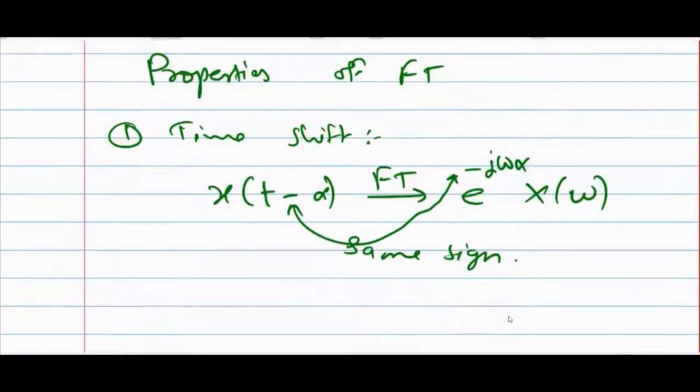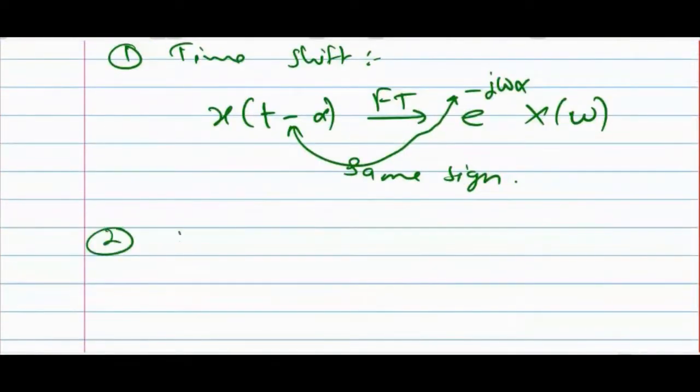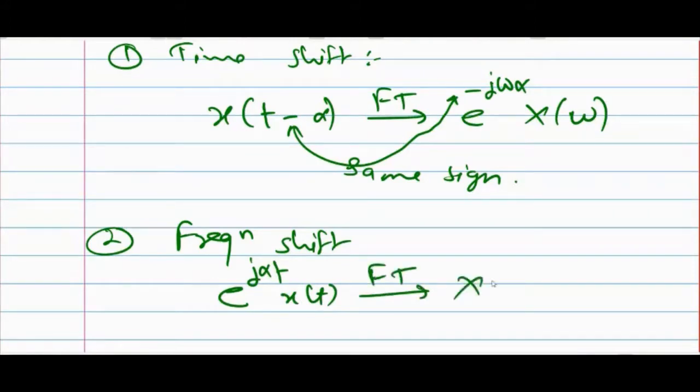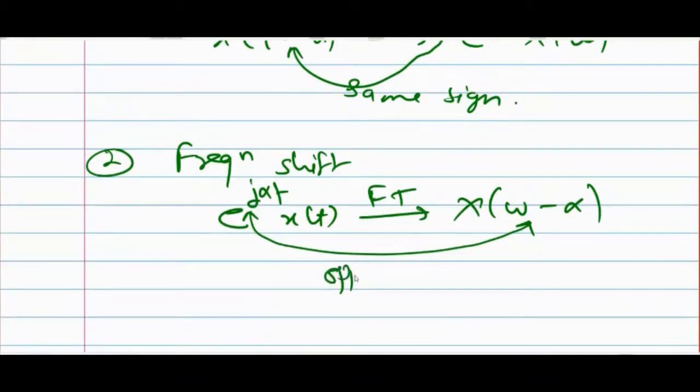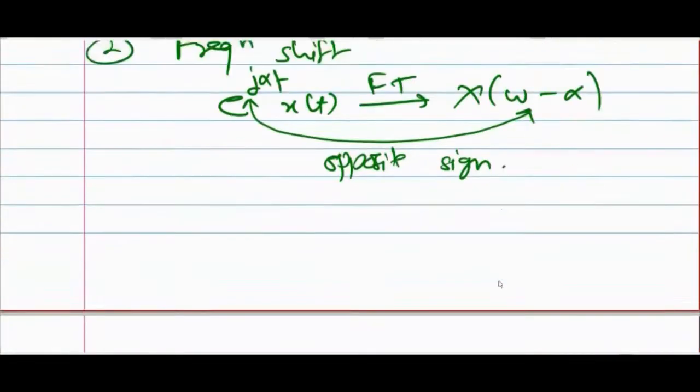Then frequency shift, second property. If the signal is multiplied by an exponential, then in the frequency domain we have a shift. Again, in frequency shift there is opposite sign. Whenever the shift is in the frequency domain, the exponential and the shift have opposite sign. Third, time scaling.